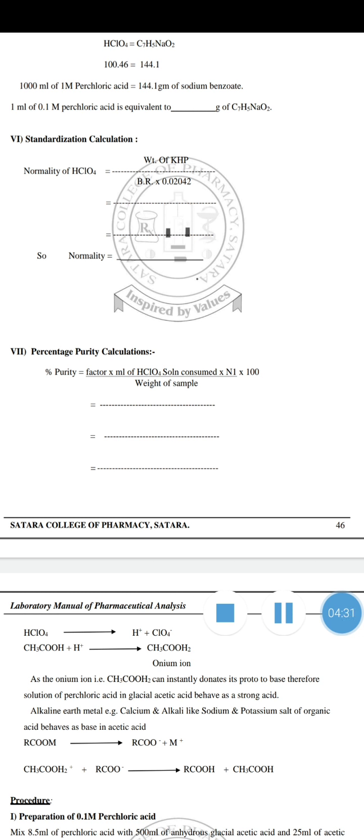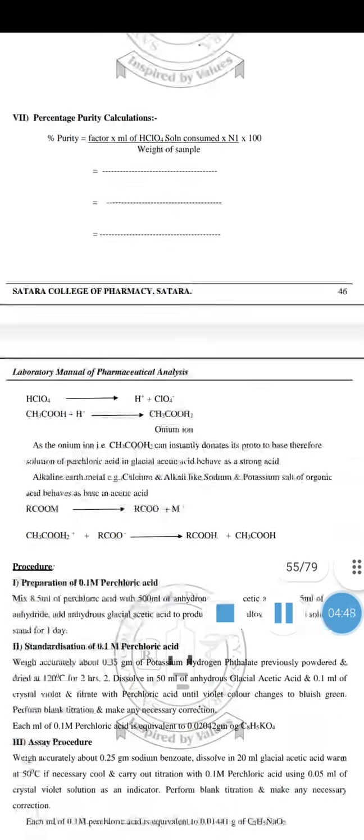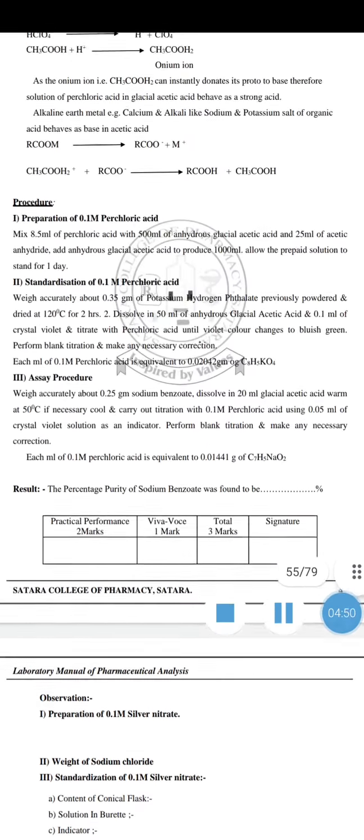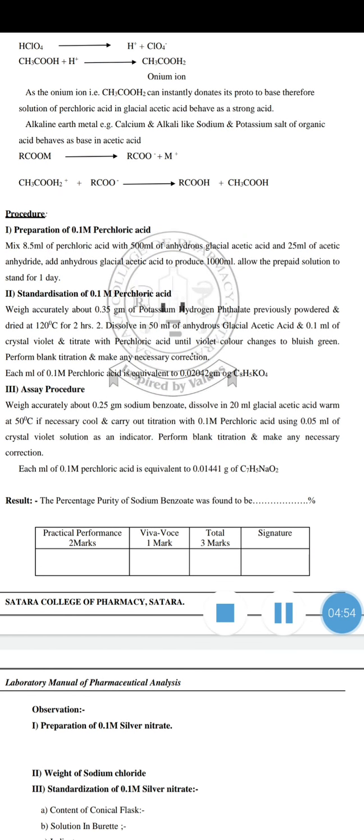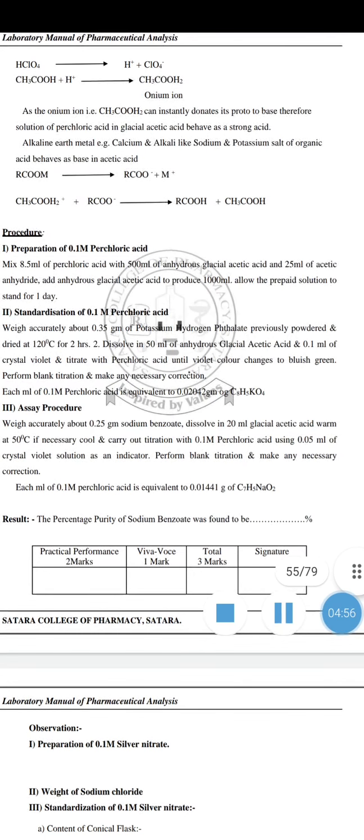And the percentage purity calculation: the percentage purity is equal to factor into ml of the perchloric acid solution consumed into normality into 100, divided by the weight of the sample. This formula is used to calculate the percentage purity. And after completion of the calculation, the percentage purity of the sodium benzoate is put into the result.